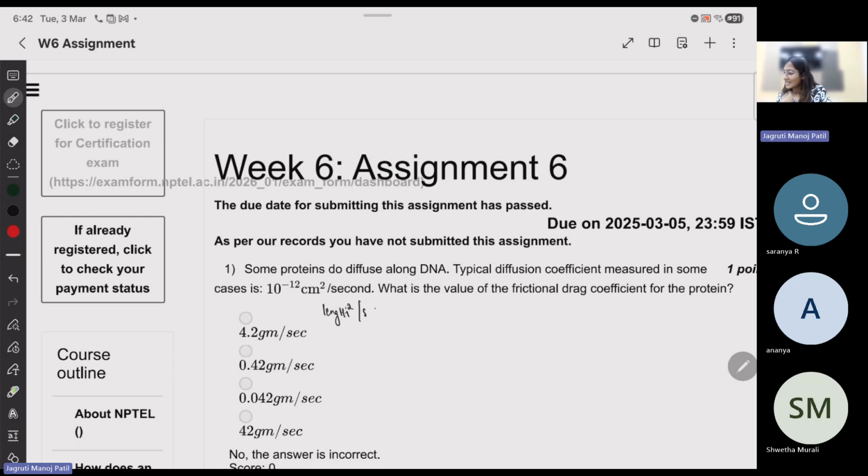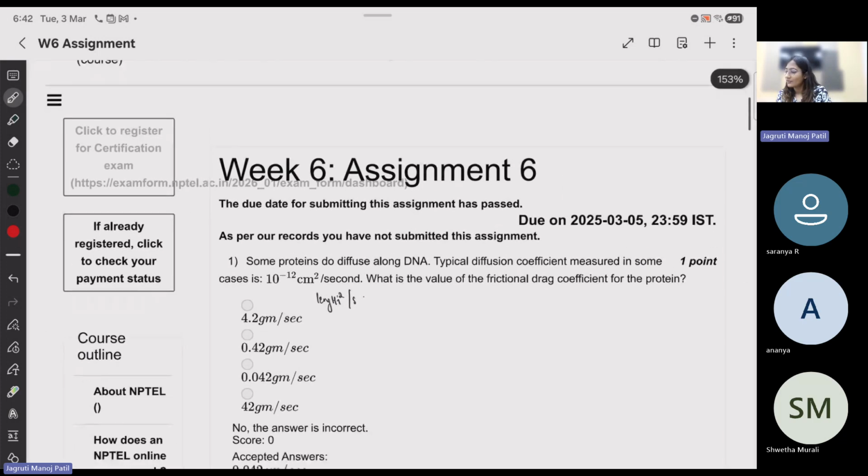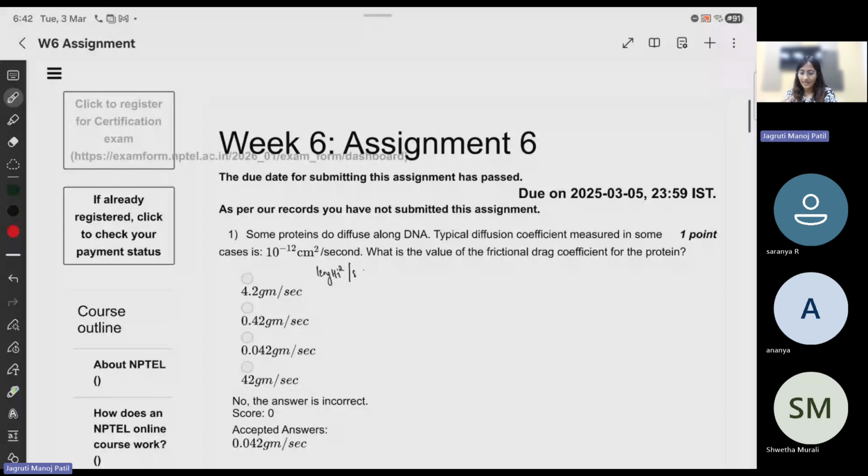First thing. And then you have: what's the value of the frictional drag coefficient for that protein? We just looked into drag force, so now what would be the drag coefficient? I can give you a direct formula for it. In this case, it is nothing but kT divided by your diffusion constant. Now you know which quantity is what, right?